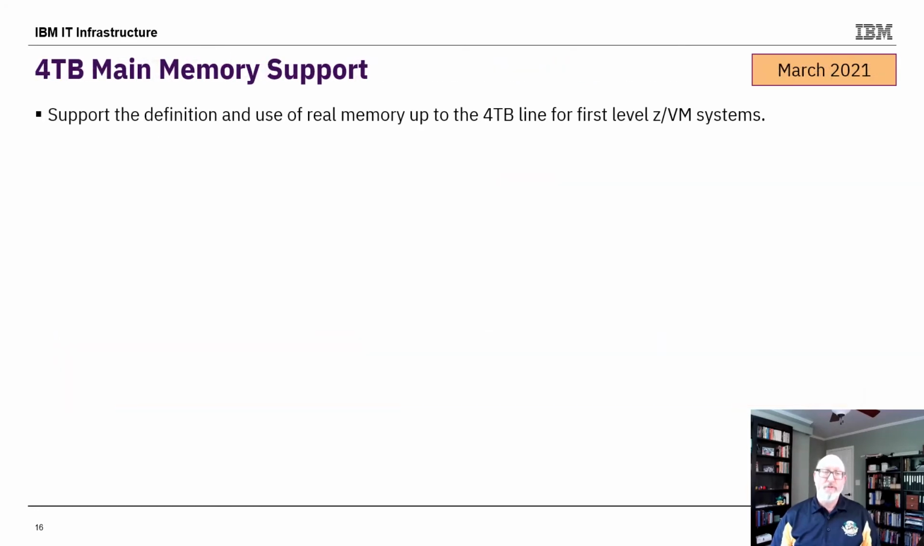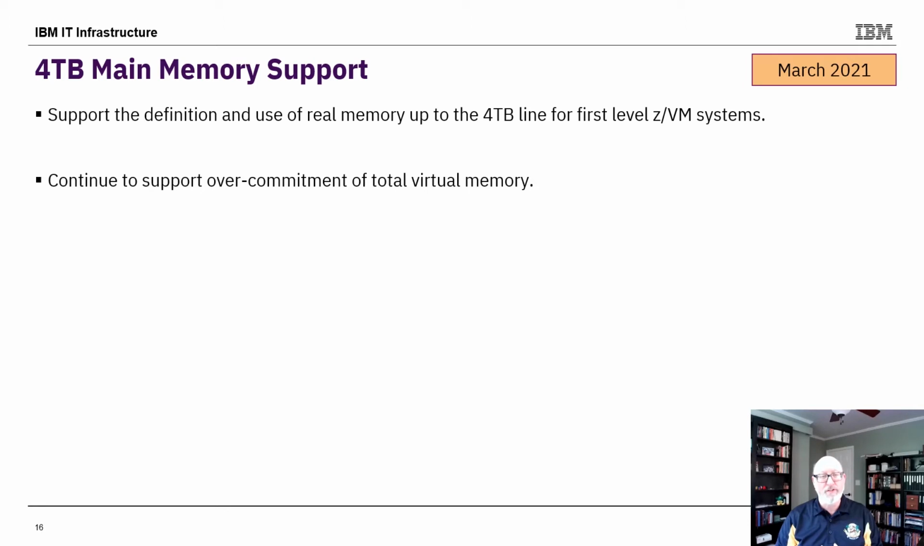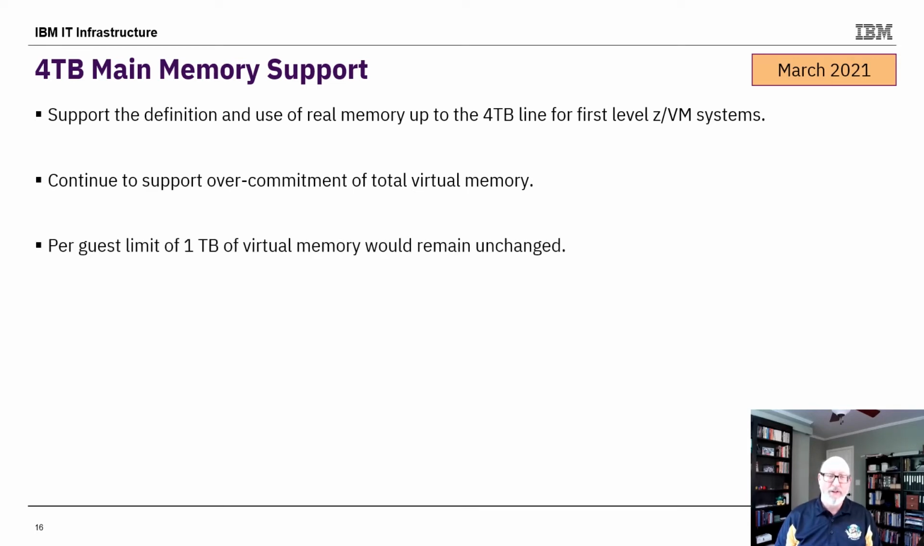Another item that shipped earlier this year in March was support for 4 terabytes of real memory. Right, so we effectively doubled the amount of real memory we supported, which is pretty significant. This continues to allow us to support the degree of overcommitment of memory. So if you're running at 2:1 before, going from 2 to 4 terabytes, we're now talking about 8 terabytes of virtual over 4 terabytes of real. So good enhancement from that perspective. The per guest limit, that is how large an individual virtual machine can be, didn't change with this, so that's still 1 terabyte, okay?